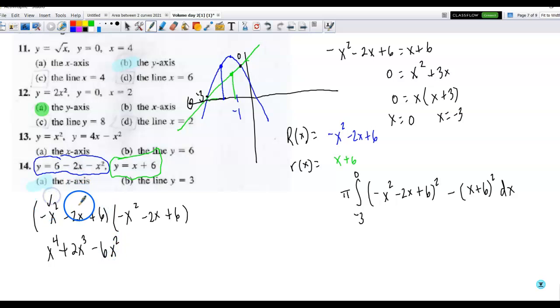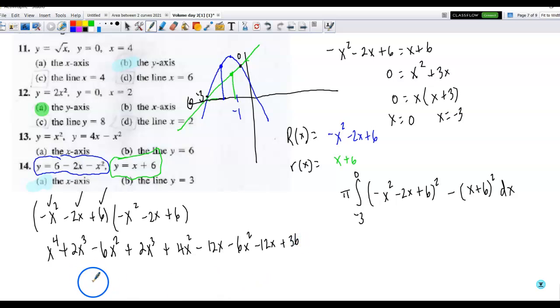All right, that takes care of x squared. Now I'm going to multiply negative 2x by every term in the second one. So that'll give me plus 2x cubed plus 4x squared minus 12x. That takes care of the 2x. I'm going to take care of the 6, minus 6x squared minus 12x plus 36.